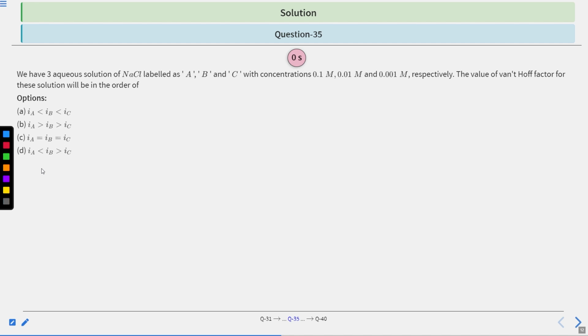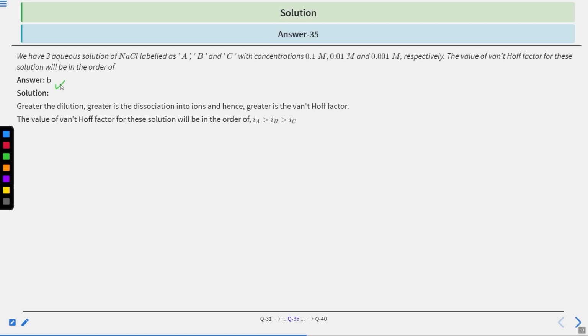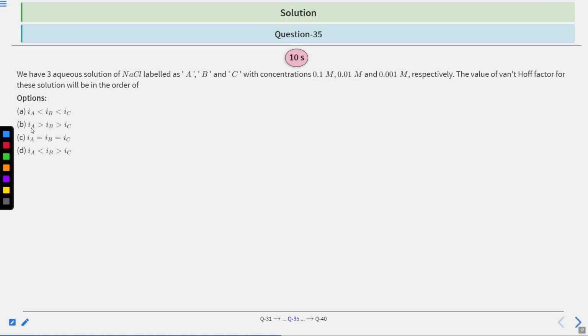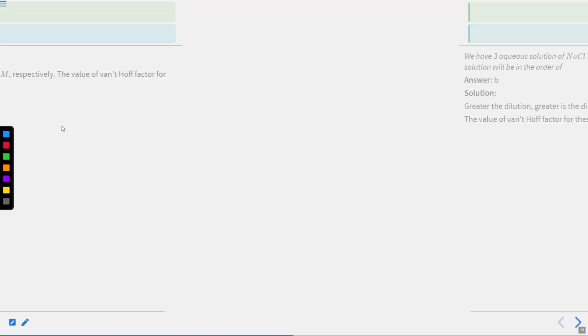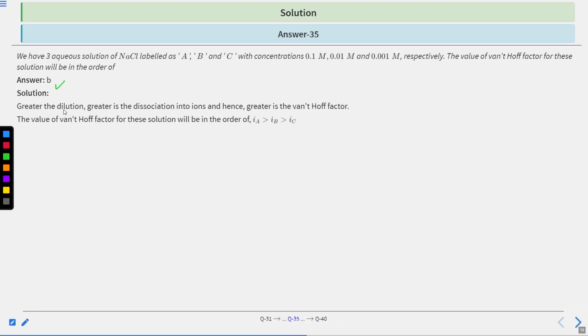Okay, so the correct answer will be option B, which is the Van't-Hoff factor for A is the greatest, then B, then C will come. So greater the dilution, greater is the dissociation into ions, and hence greater is the Van't-Hoff factor, because Van't-Hoff factor depends upon the ions which are produced after dissociation of an ionic compound, right? So the value of Van't-Hoff factor for these solutions will be in the order of, for A it is most, then for B, then for C.